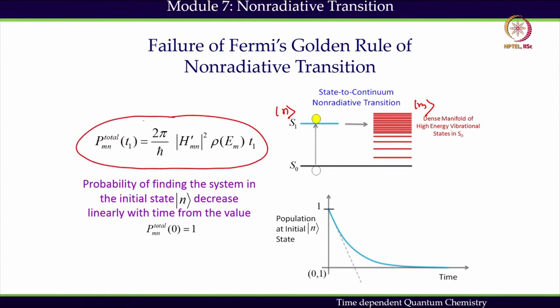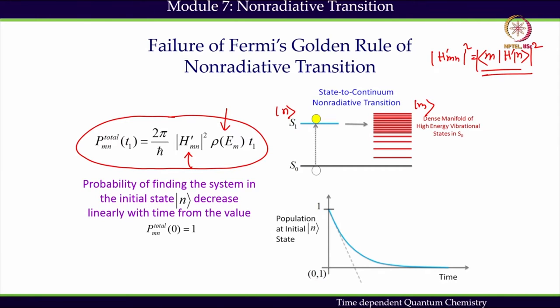So, this is the Fermi's golden rule we get for the transition probability. Here we remind that this is the density of states for the final states, and this term is the coupling term, which is the coupling between two states, written as |h'_mn|^2, which is nothing but |<m|h'|n>|^2. So, this integration is the coupling between two states which are transferring the population.